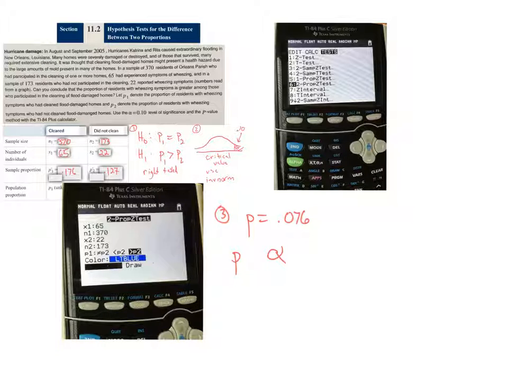In this case, our p-value is 0.076, and the alpha we're using is 0.10. So 0.10 is greater than 0.076, so p is less than alpha. If we recall, when p is less than alpha, that tells us to reject H naught. So we reject H naught. I'm going to go over to my H naught and reject it.